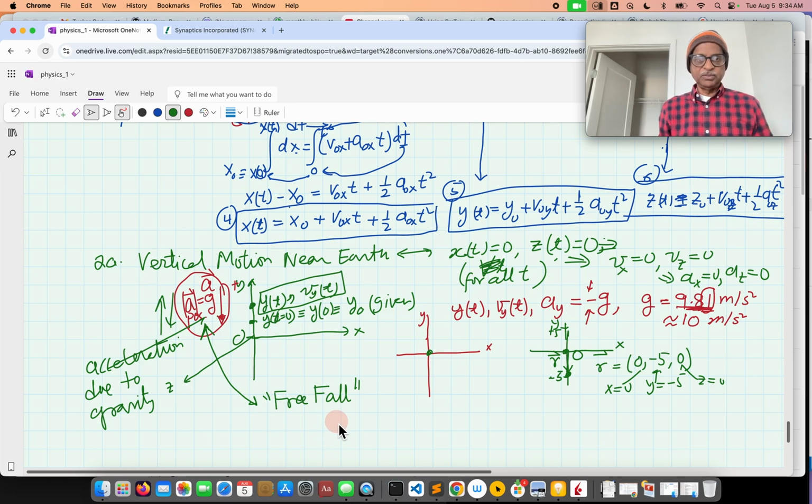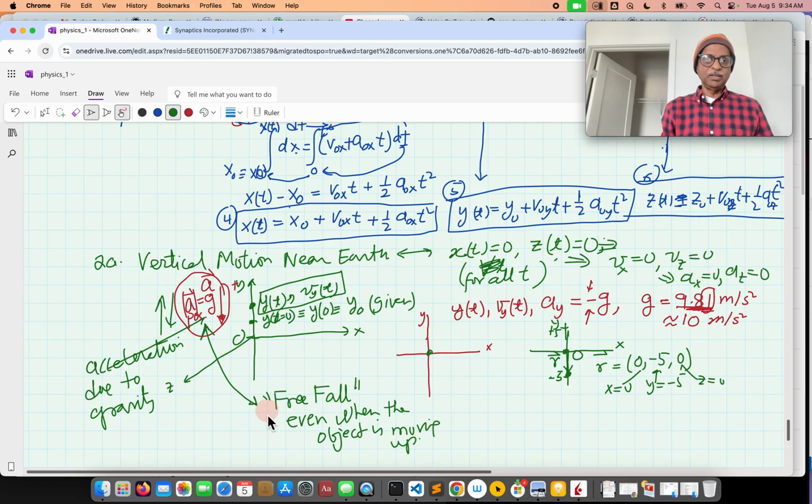So if it's free fall, even when the object is moving up, we say free fall. If this object is going up and eventually comes down, even this motion is called free fall, not just this part, okay?